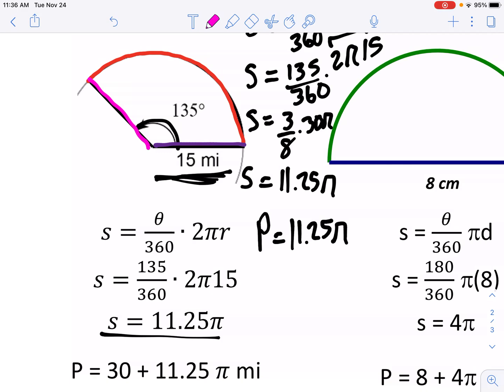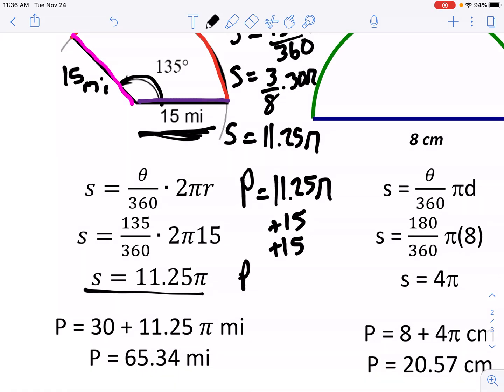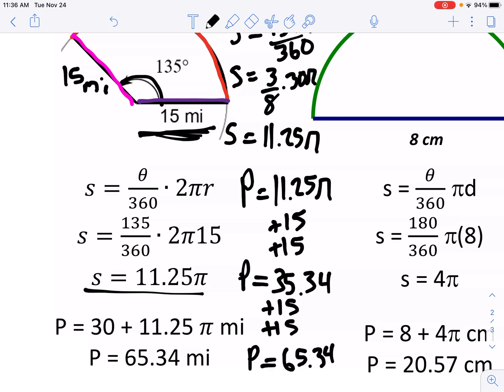Well, both of those are the radius of the circle, and both of those are 15 miles. Okay, so we're going to add in plus 15 plus 15. Now, first of all, we need to multiply out 11.25 times pi in our calculator, which comes out to be about 35.34, and then we're going to add 15 and 15. Plus 15, plus 15. So that comes out to be about what they get there, 65.34 miles.